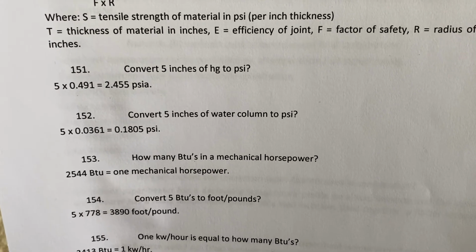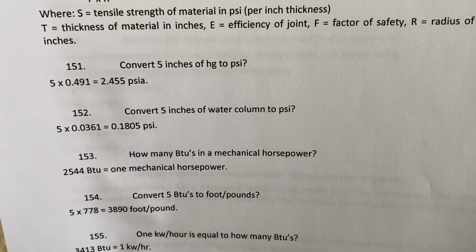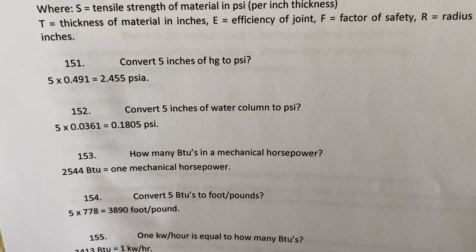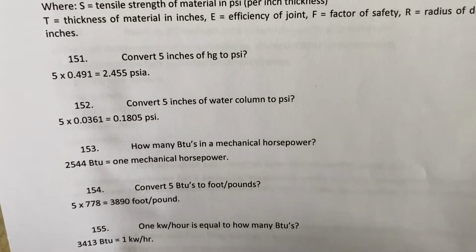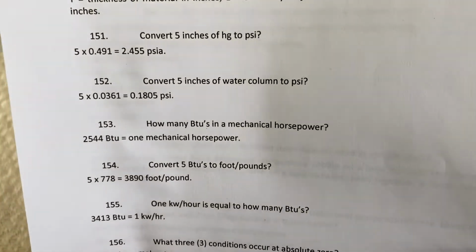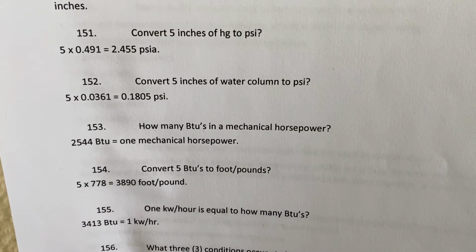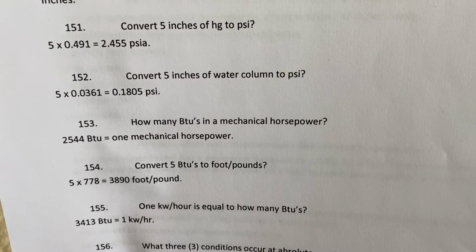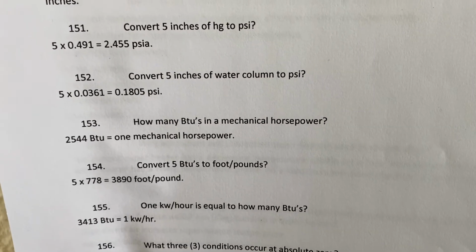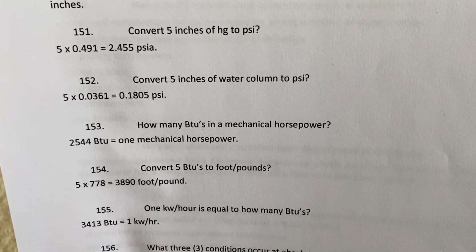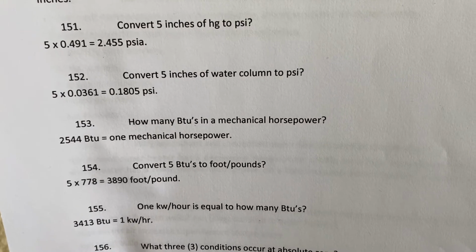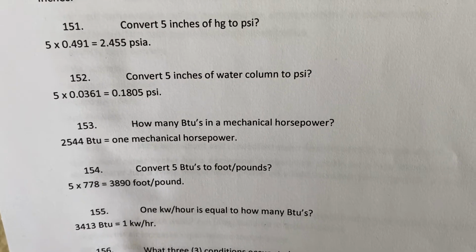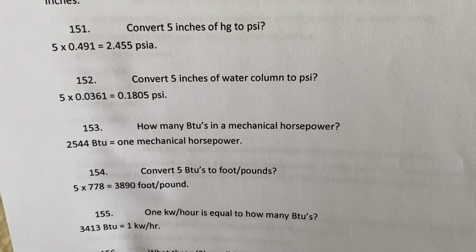Okay, convert 5 inches of water column to PSI. So 1 inch is equal to 0.0361 PSI, so times 5, that's the answer. How many BTUs are in 1 mechanical horsepower? 2545, the most common. 2545 BTUs is 1 mechanical horsepower.